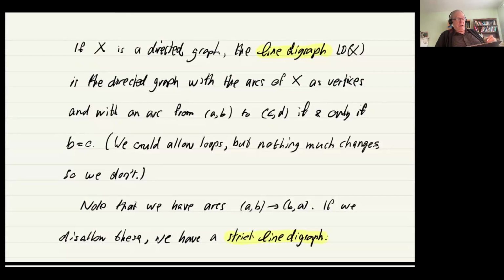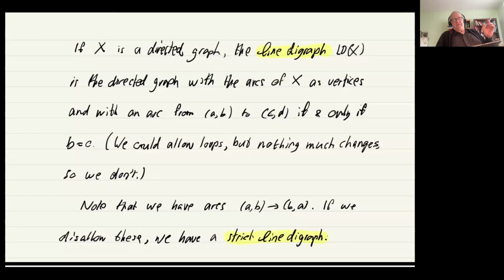The other thing is that we allow the line digraph. If AB is an arc, then there is an arc of the line graph going from AB to BA. Now, in a sense, there are two schools of thought whether you should allow this or not. I think this is what people usually mean when they talk about the line digraph. If we don't count this as an arc, then we get something which I will call a strict line digraph.